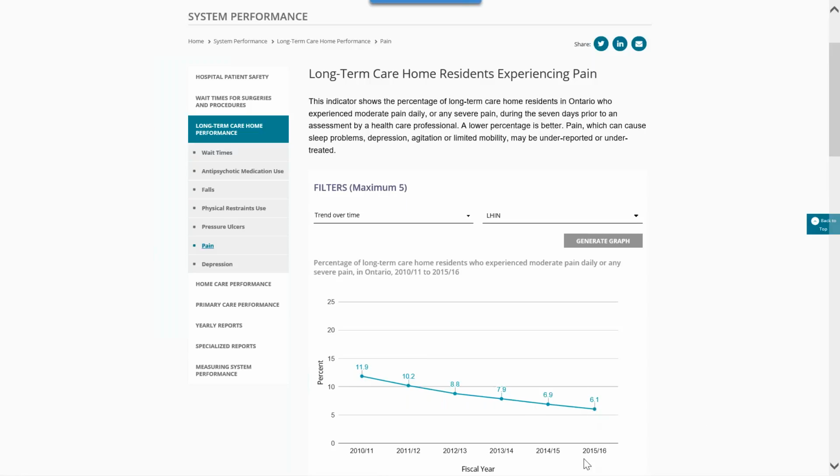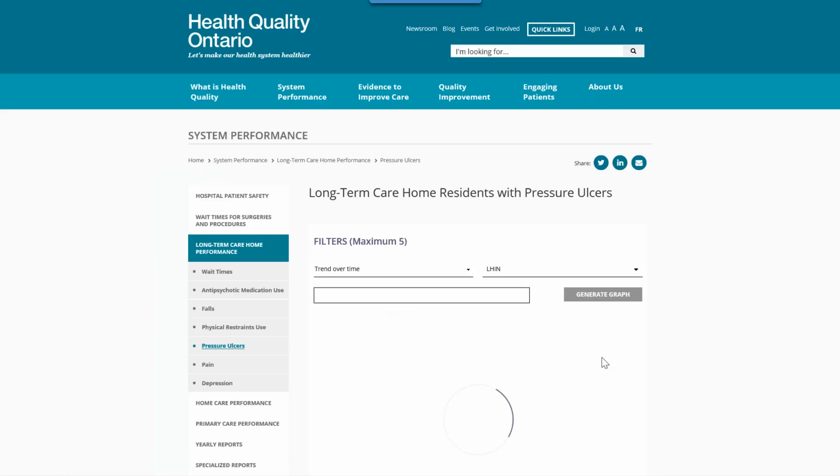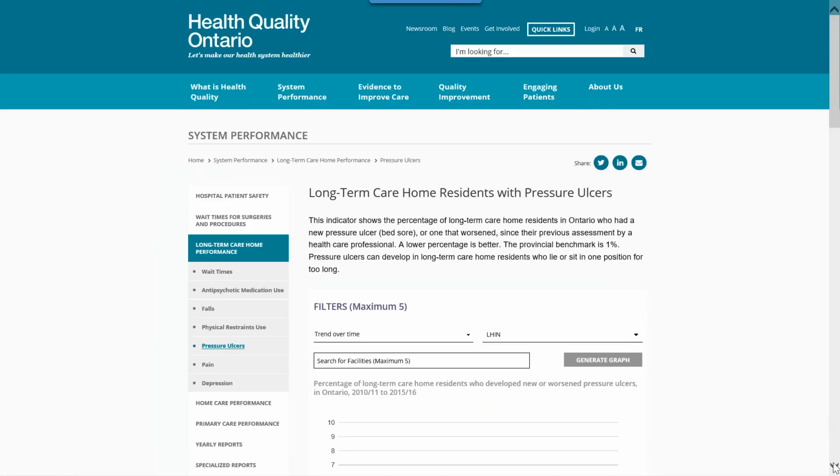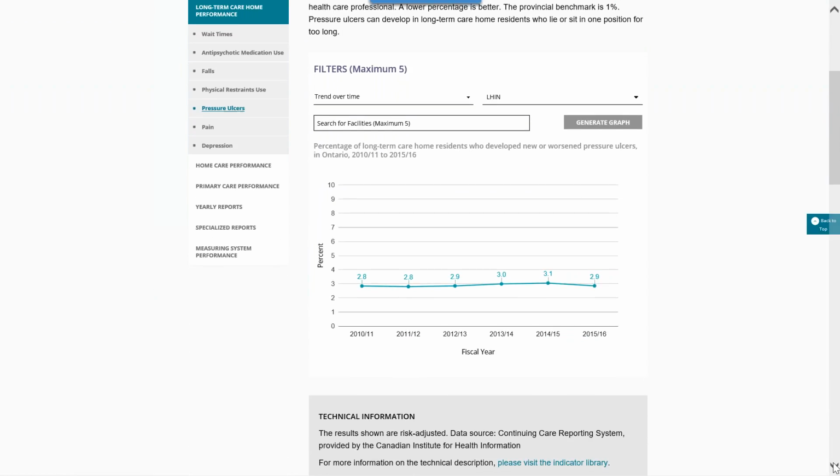If you want to look back at that 2015, please note that some of these are in 2016-17, others are in 2015-16. So you'll need to be aware of that when you're looking at it. But it does give you a good sense of where we're going with things.